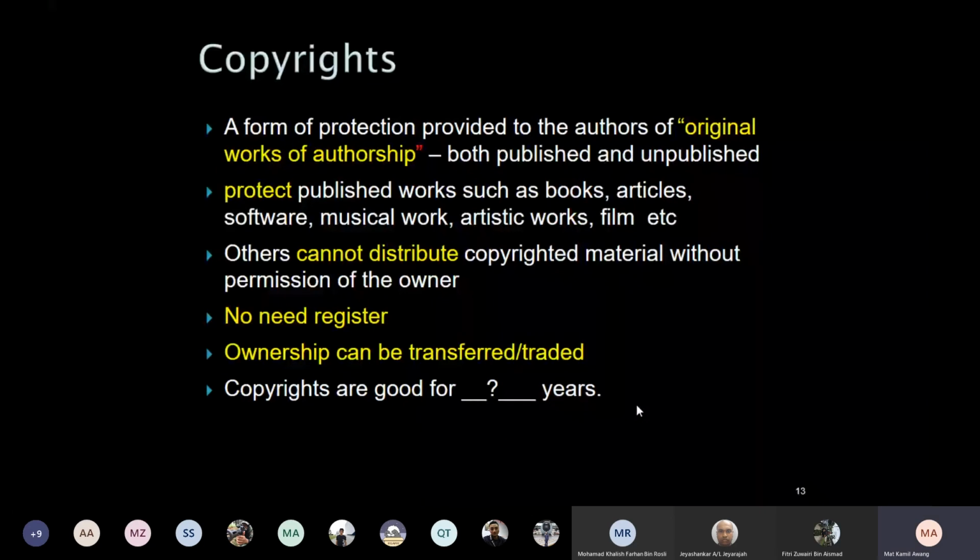Others cannot distribute copyrighted material without permission of the owner. And there is no need to register a copyright. What you need is to prove that you are the owner of that copyright. And ownership can be transferred or traded. You can transfer the ownership to anybody else.